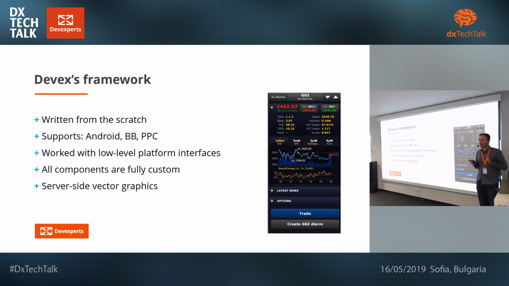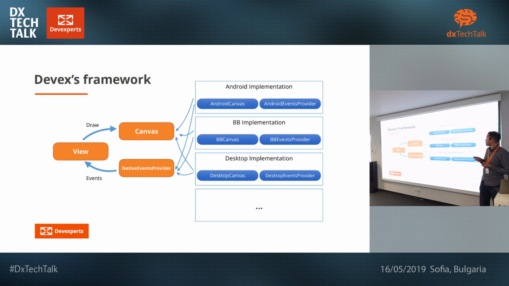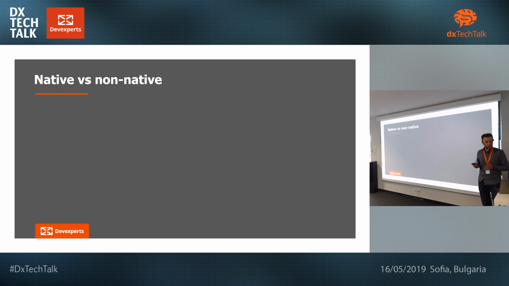And there were a couple of really cool features, like we stored all the graphics in vector on the server side and generated the bitmaps for the given screen for the mobile client, so we were able to modify and update the graphics on the fly. And it worked just like this. We had these two interfaces which we implemented for different platforms, and for example, we were able to have a desktop implementation to be able to troubleshoot our code really quickly. There are a lot of similarities between all these approaches, and there are reasons why we stopped using this framework as well. So let's talk about it.